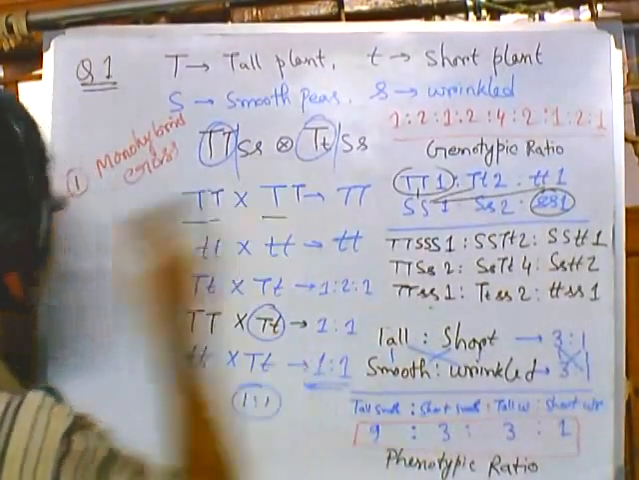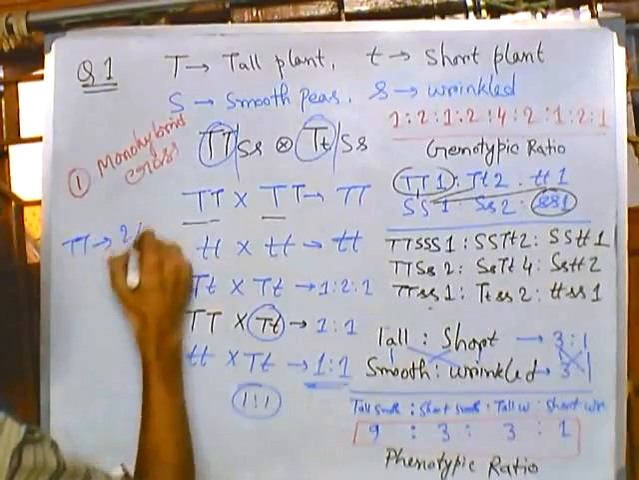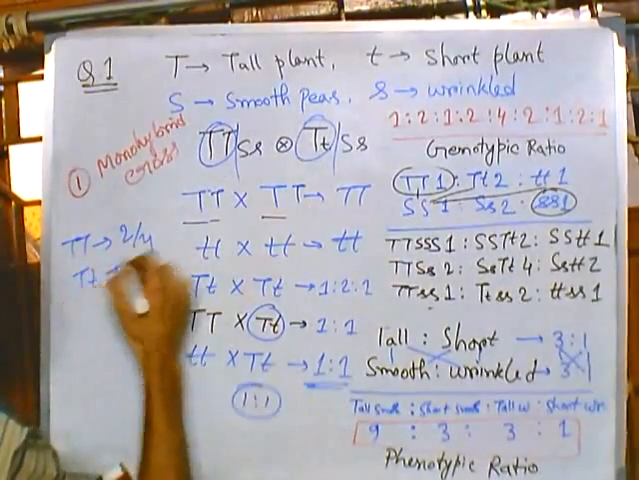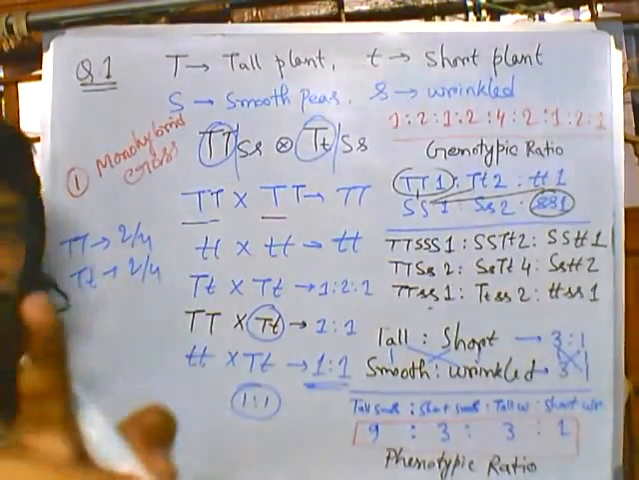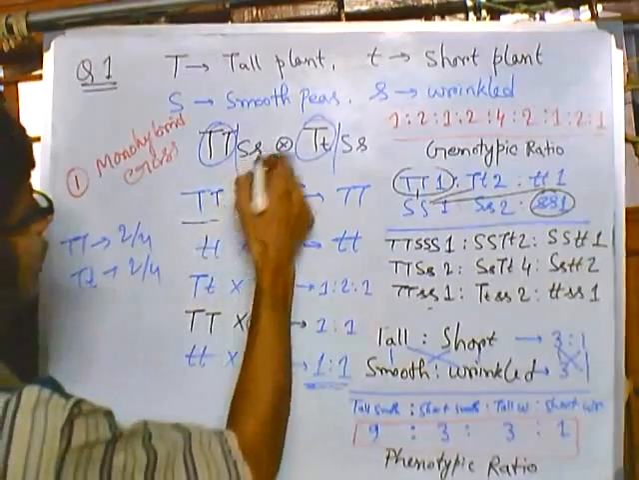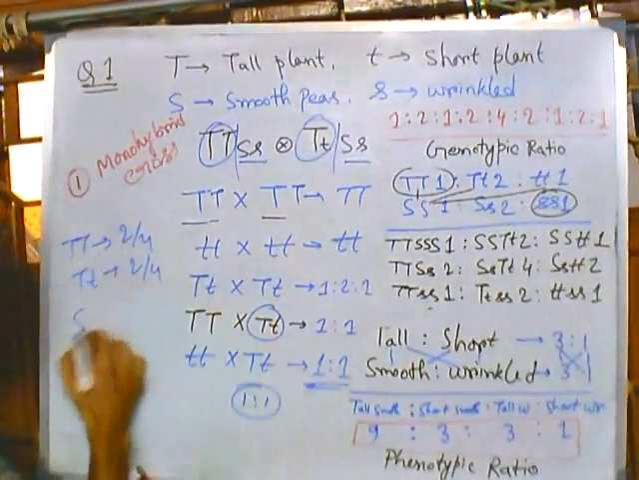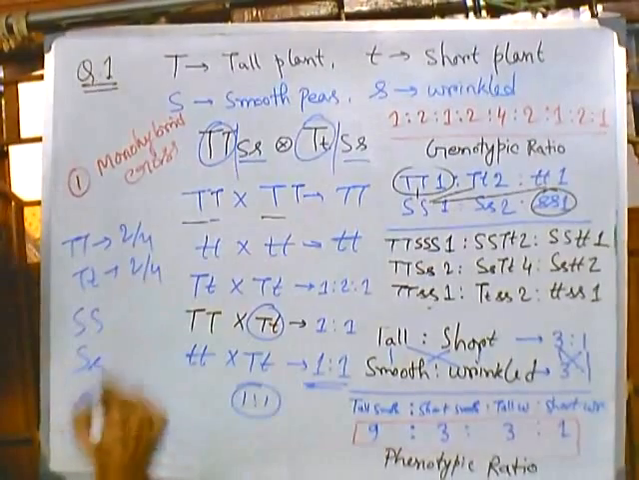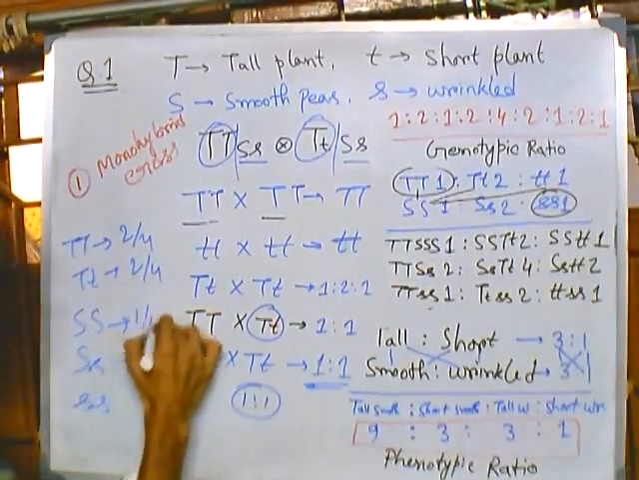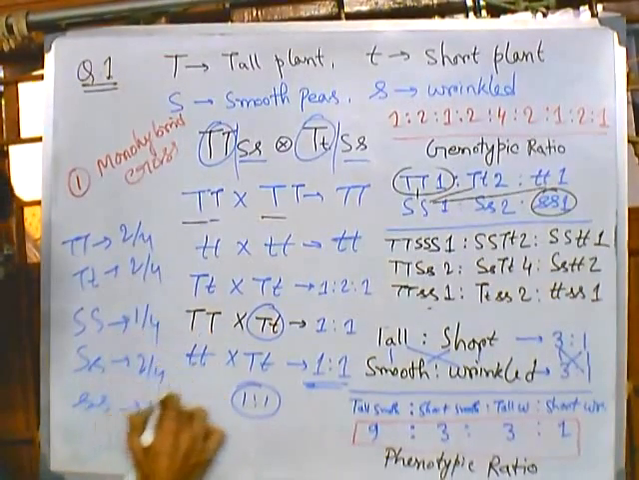For the first, the results will be caps T caps T, 2 out of 4, and caps T small t heterozygous, this is also 2 out of 4. Remember, right? Now in this case, S, both of them heterozygous. What will be the frequency? 1:2:1. So caps S caps S will be 1/4, caps S small s will be 2/4, and small s small s will be 1/4.